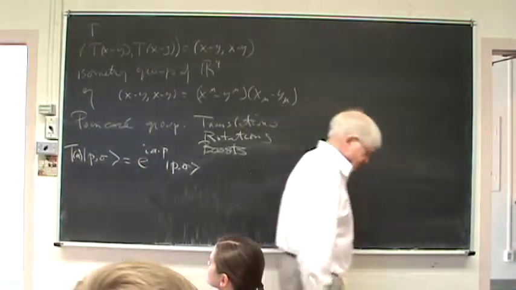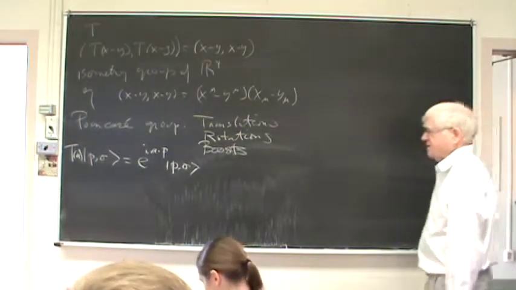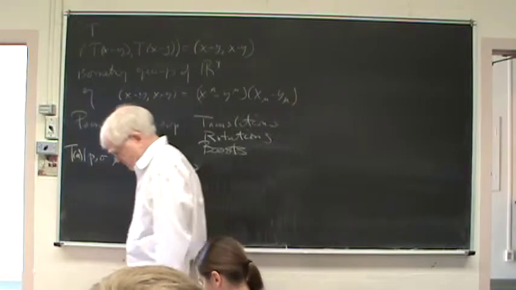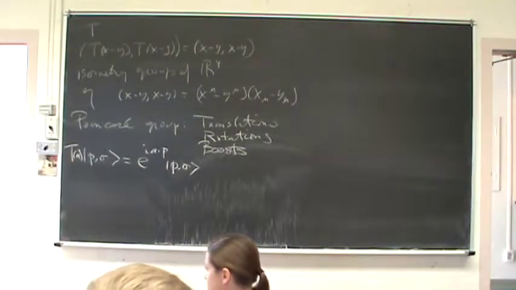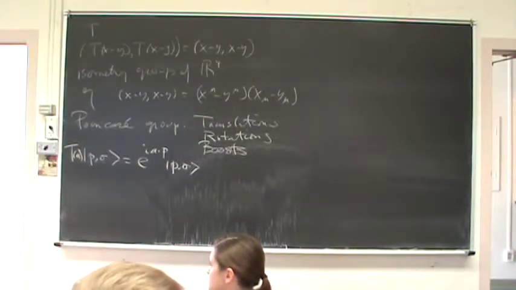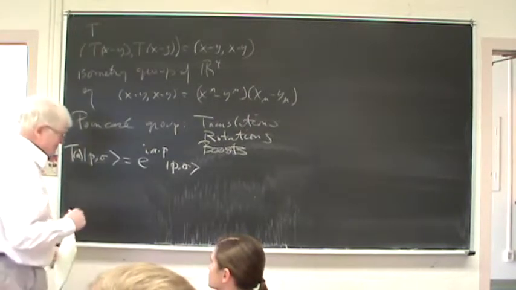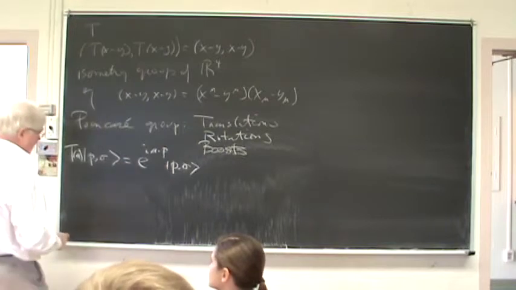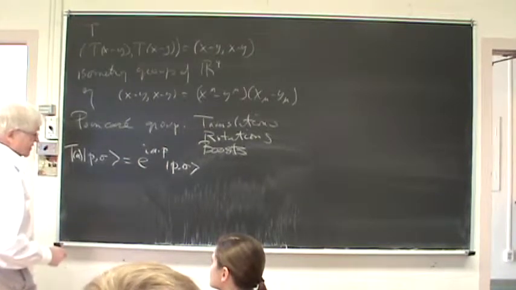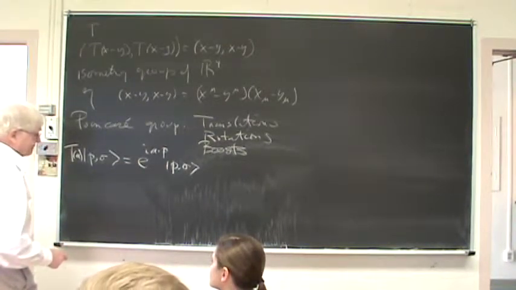Wigner back in, I think 39, and then Weinberg tightened a few of the nuts on Wigner's proof in 95 when he wrote volume 1.